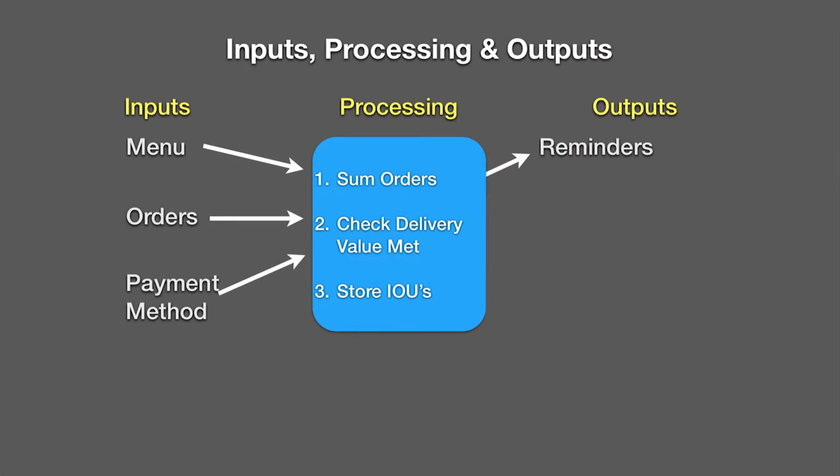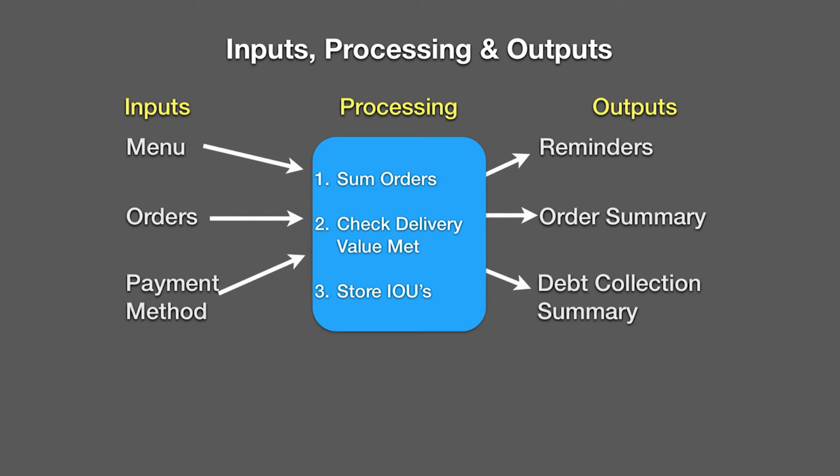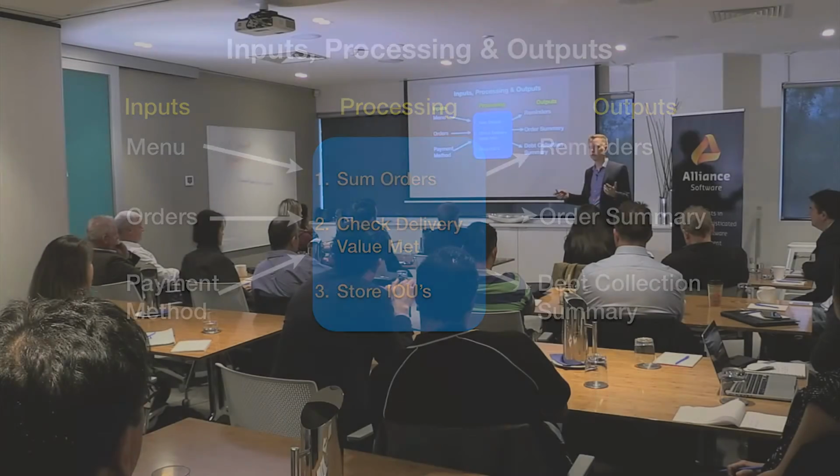And outputs. We get reminders. The system actually tells people it's time to order curry. If you work at Alliance Software, at 10 o'clock every Friday, 10 in the morning, you get reminded to go and order your curry. It outputs an order summary, tells us what we've got, and it tells us who owes us the money, does the debt collection summary. So we need a system to output our orders.